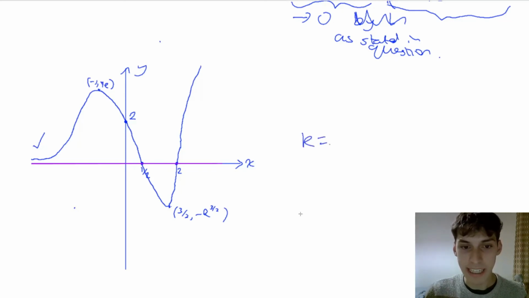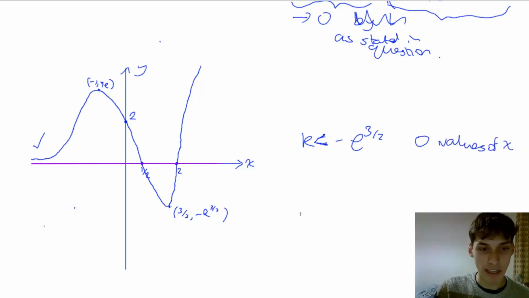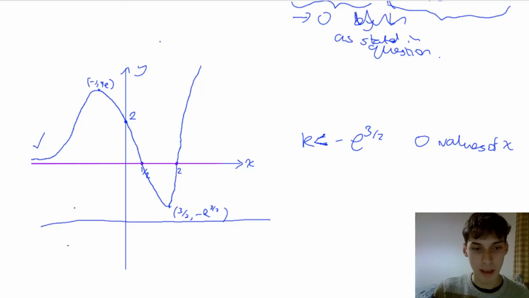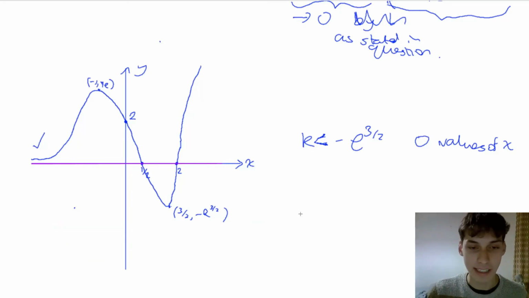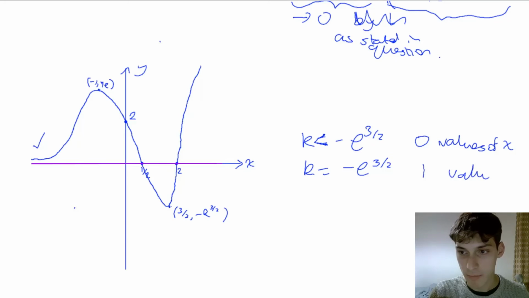For k less than minus e to the 3/2, there are 0 intersections, so 0 values of x. And if you remember, that was right at the bottom when we had a line like this. These don't intersect at all, so there's no values of k, no values of y, for which this is the case. Now at k equals minus e to the 3 over 2, we have one value of x.